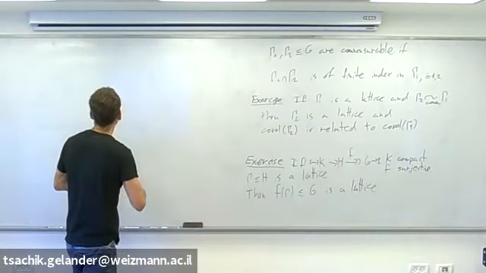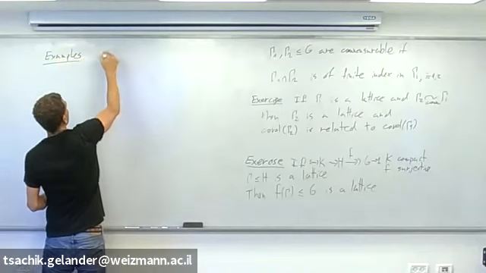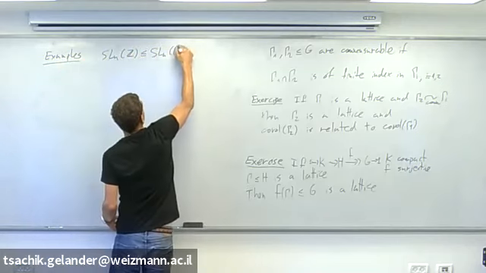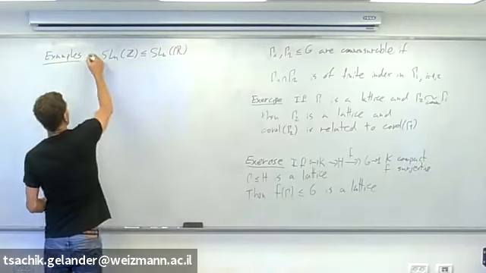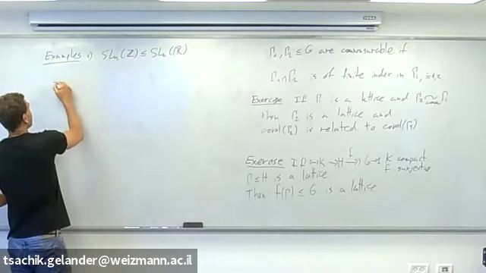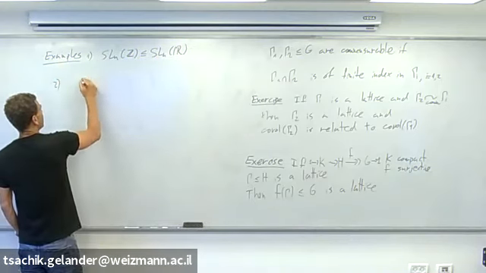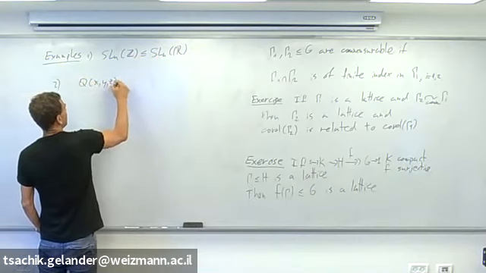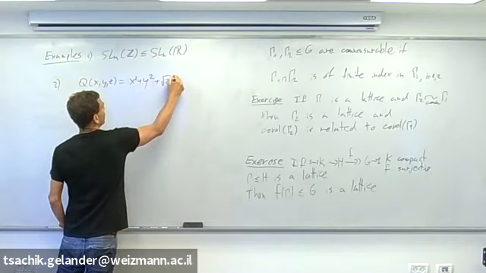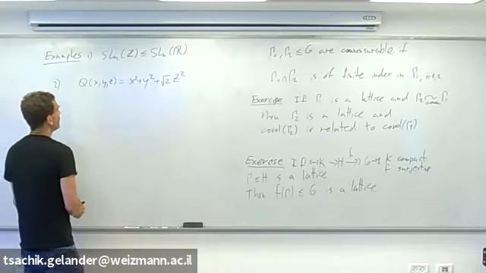Let's give some examples. So of course SL_n(Z) inside SL_n(R) is an arithmetic group. It's like a canonical example. Here is another example. So consider the form Q(x, y, z) equal to x squared minus y squared minus square root of 2 z squared. That's a quadratic form.